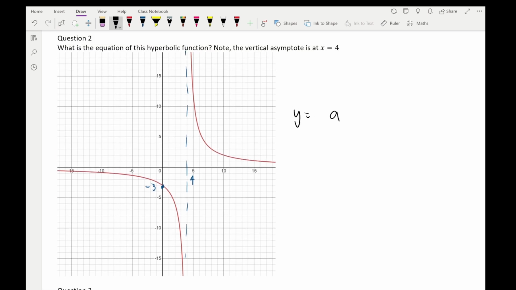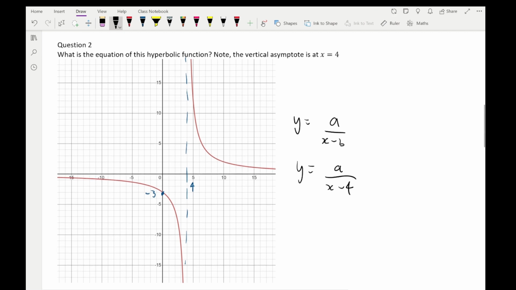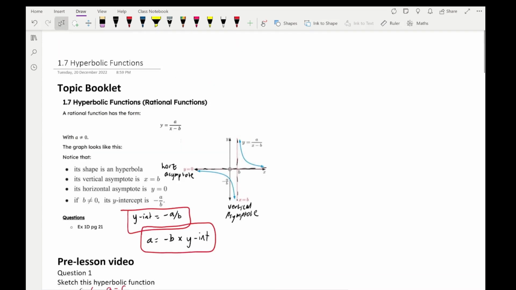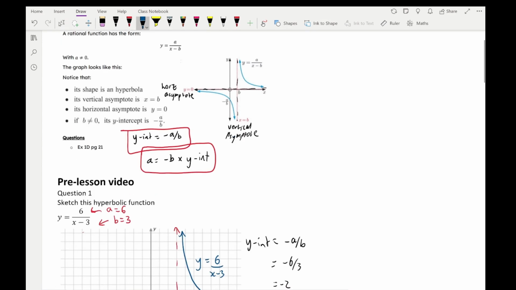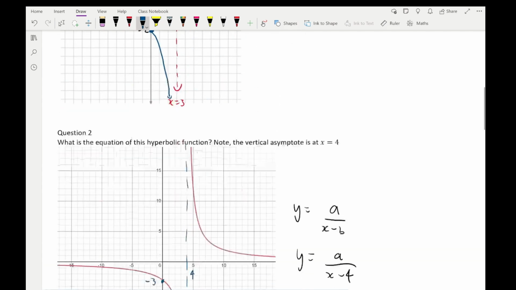Great. So let's look at our equation. y equals a over x take b. And I said that b was going to be the asymptote. So this now looks like y equals a over x take 4. 4 is the asymptote. Now, how do we work out what a is? Well, we're going to use that formula that I showed you before. This one right here. a equals minus b times your y-intercept.